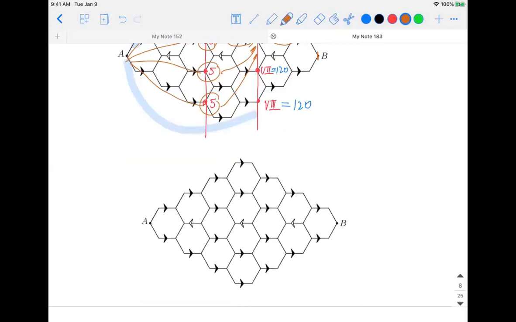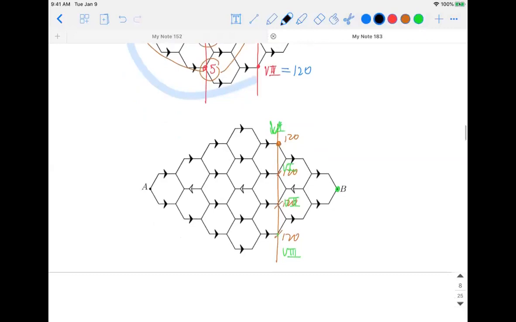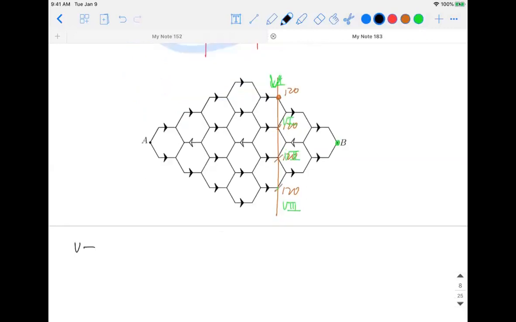Now we are already done with here, right? I know this is 120, 120, 120, 120. I still have to go to here. My work is done whenever I go to the B point. So that being said, I need to count. This is number 5, number 6, number 7, number 8. What I need to count is that from number 5, I go to the B point. How many ways can I go?